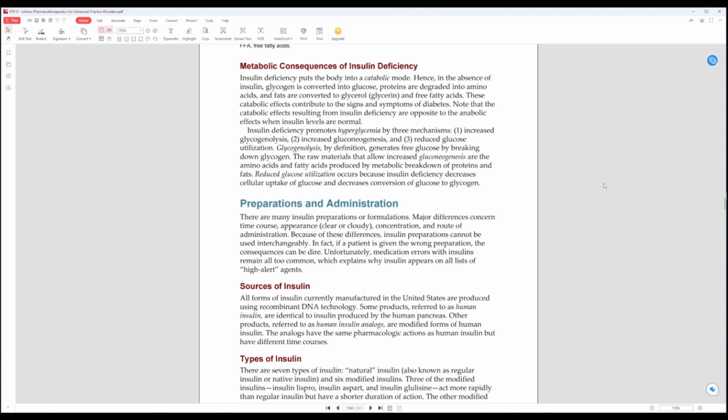Insulin deficiency promotes hyperglycemia by three mechanisms: increased glycogenolysis, increased gluconeogenesis, and reduced glucose utilization. Glycogenolysis, by definition, generates free glucose by breaking down glycogen. The raw materials that allow increased gluconeogenesis are the amino acids and fatty acids produced by metabolic breakdown of proteins and fats. Reduced glucose utilization occurs because insulin deficiency decreases cellular uptake of glucose and decreases conversion of glucose to glycogen.